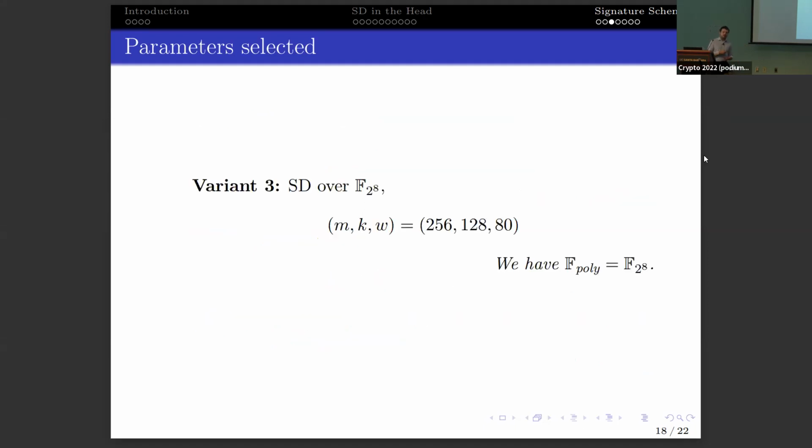Finally, we can directly take a variant defined on the syndrome decoding instance over a larger field, so that we have directly that the field for the polynomial is the same as the field for the syndrome decoding instance.